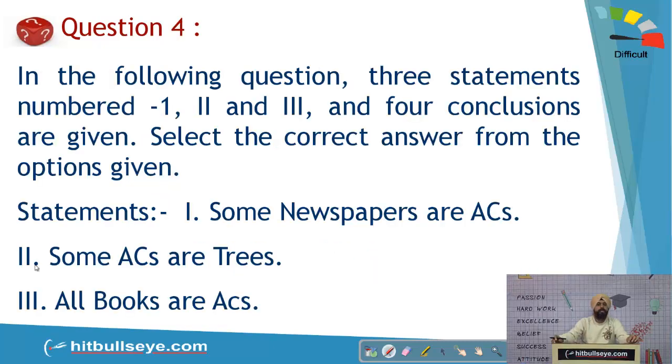Moving on. Now it was a syllogism question, students. There are 3 statements given. 4 conclusions are given and we have to mark the option accordingly. It is some newspapers are ACs, some ACs are trees, and all books are ACs. Now let's make this diagram along with the options given.